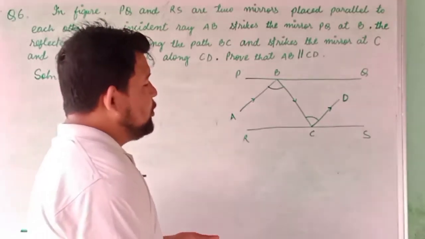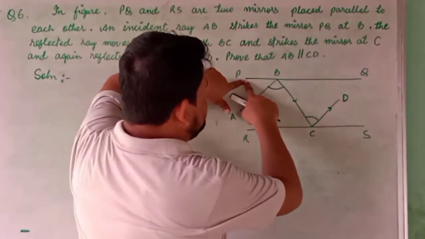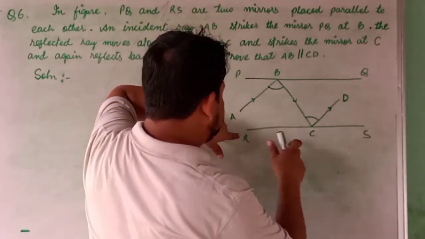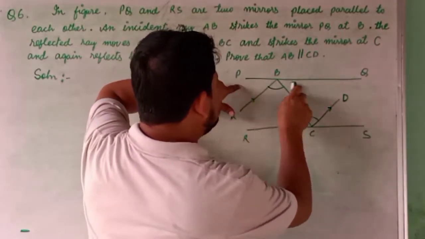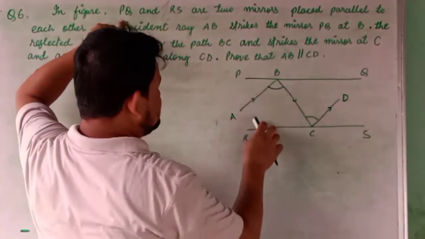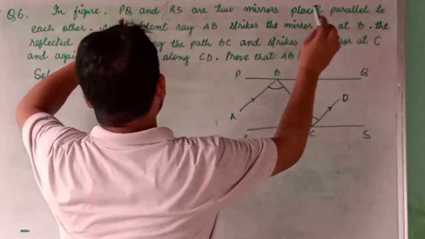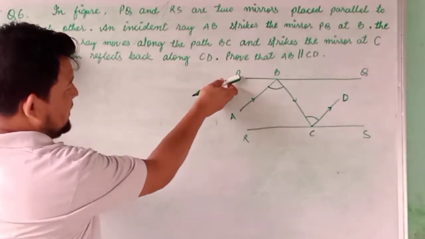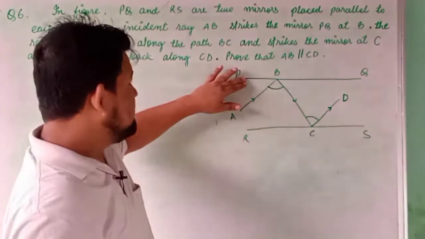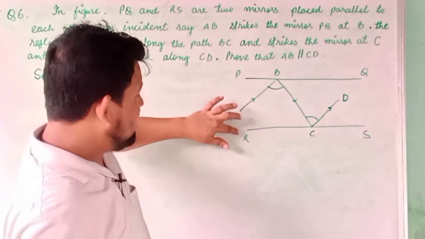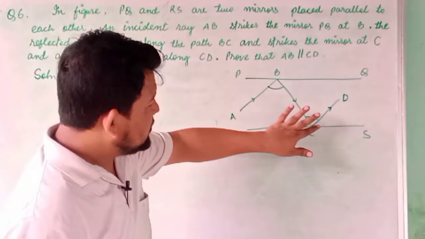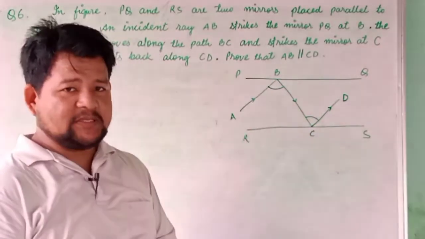Here it is already given in the question that the mirror PQ and RS are parallel. See, PQ and RS are two mirrors placed parallel to each other. It is given already. So what you will have to know is, if two lines are given parallel and we have a common transversal, then the alternate angles are equal.